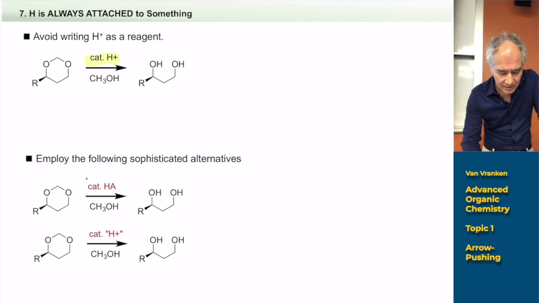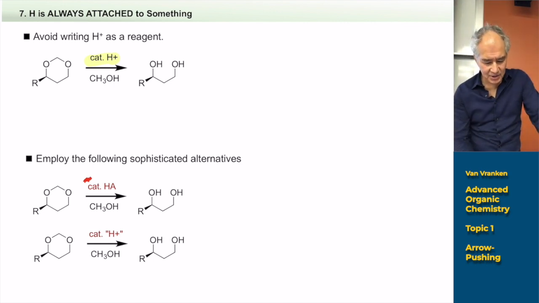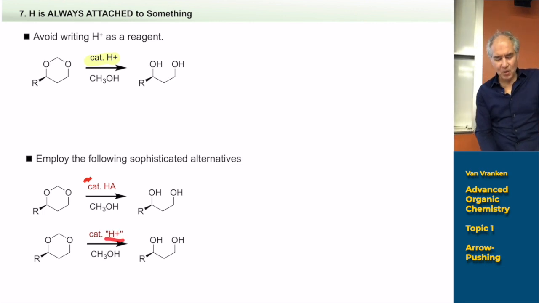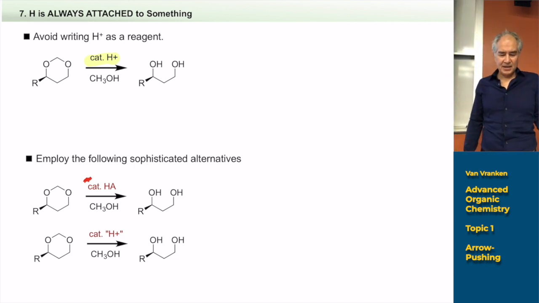Or if you just wanted to be sophisticated about it and you didn't know what the acid catalyst was, then write quotes or write catalytic HA there. Or if you had to write catalytic H+, you could put quotes around either the cat H+, or around the H+ itself, just to show people that you realize there's no such thing as H+, that it's a complete fiction and is not realistic.